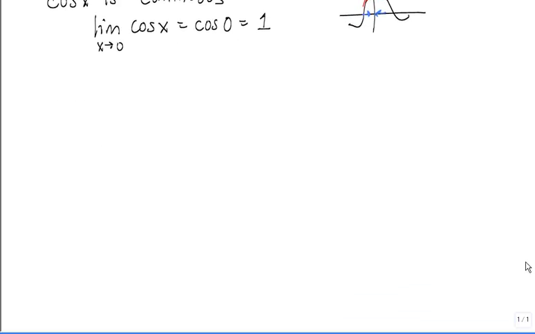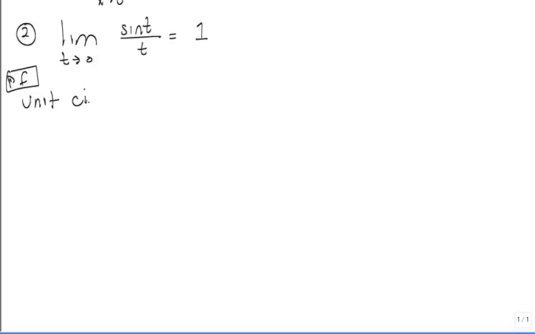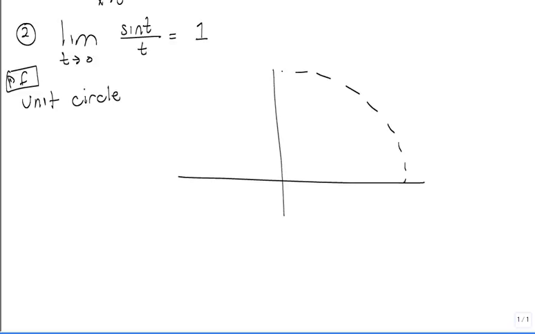Okay, now I'm going to prove this. We're going to say the limit as t goes to 0 of sine t over t is equal to 1. And we're going to use a unit circle to prove it. So here's the proof. And we're going to stay in the first quadrant. We're going to say theta is between 0 and pi over 2.